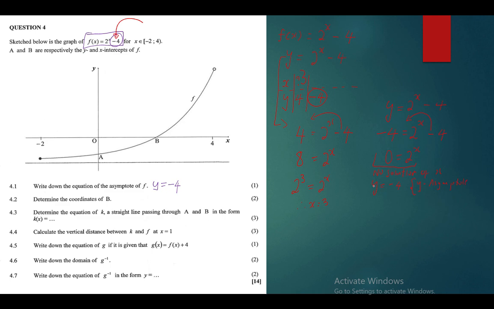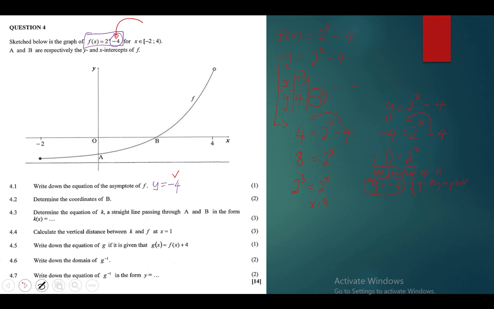This implies that when y is -4, there is no value of x that can satisfy the equation whereby y is -4. So that is why we say y equals -4 is the equation of the asymptote. Remember, guys, it's very easy to find the equation of the asymptote from your exponential function. Get this 1 mark. It's very easy.